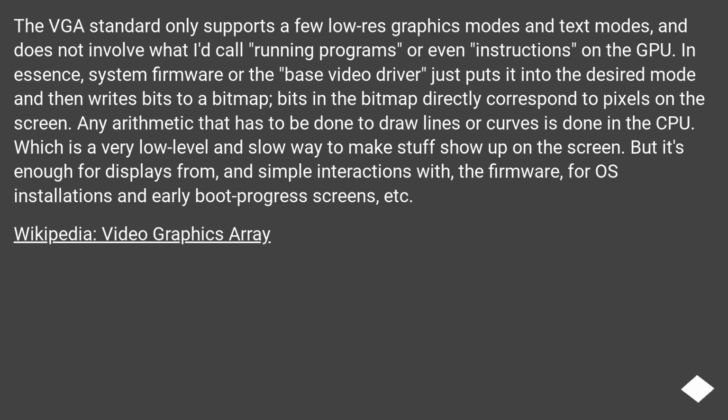Any arithmetic that has to be done to draw lines or curves is done in the CPU, which is a very low-level and slow way to make stuff show up on the screen. But it's enough for displays from, and simple interactions with, the firmware, for OS installations and early boot progress screens, etc. Wikipedia, Video Graphics Array.